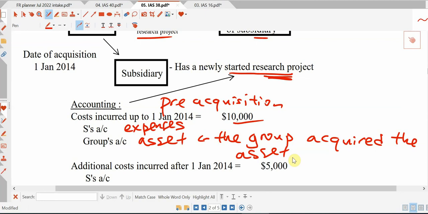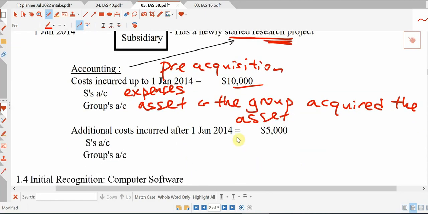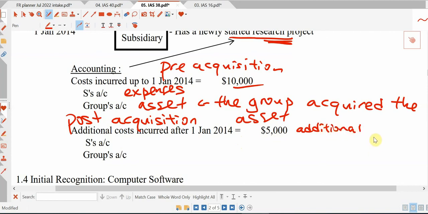Okay, now let's continue. After 1st January, this is in the post-acquisition period already. The subsidiary will continue the research project, right? Every day they spend money actually for the research project. So after we control, the subsidiary spends additional $5,000. It is still research. So can you let me know, please, in the subsidiary account when they spend research cost, is it an expense or an asset? Research cost.